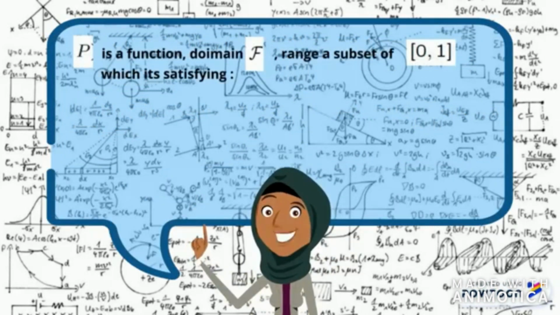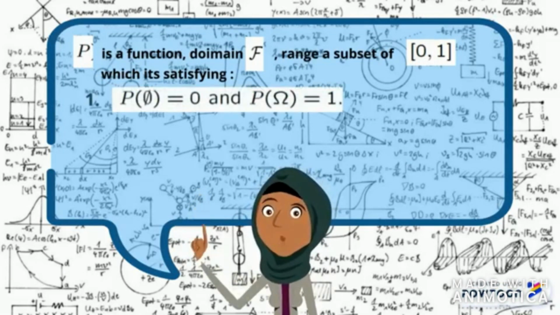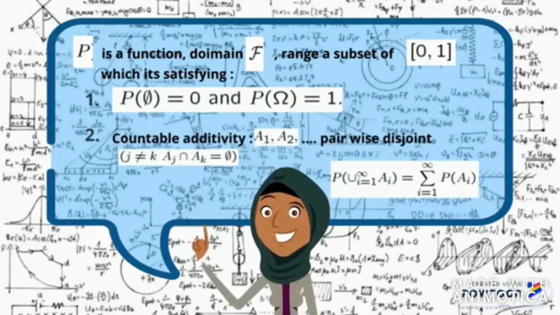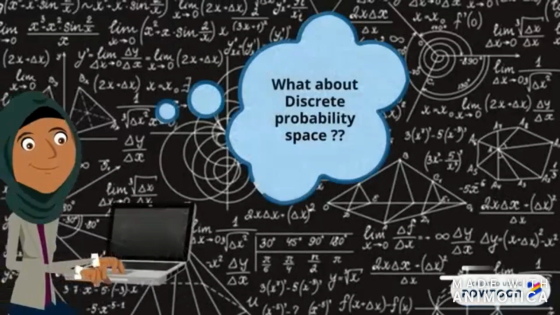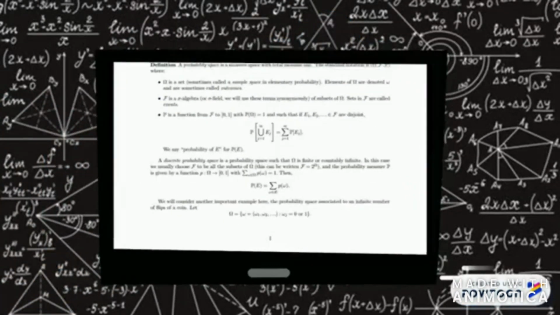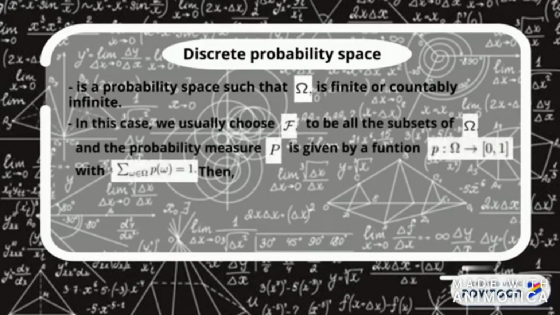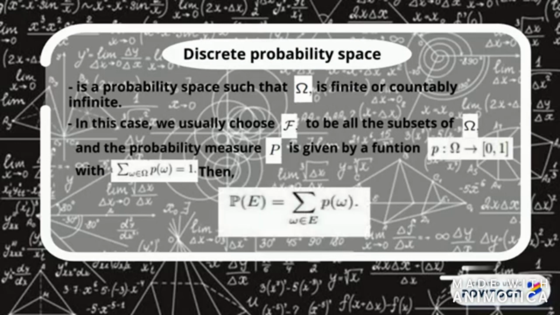P is a function with domain F and range a subset of 0, 1, which satisfies equation 1 and equation 2 below. What about discrete probability space? It is a probability space such that omega is finite or countably infinite. In this case, we usually choose F to be all the subsets of omega, and the probability measure P is given by a function above.